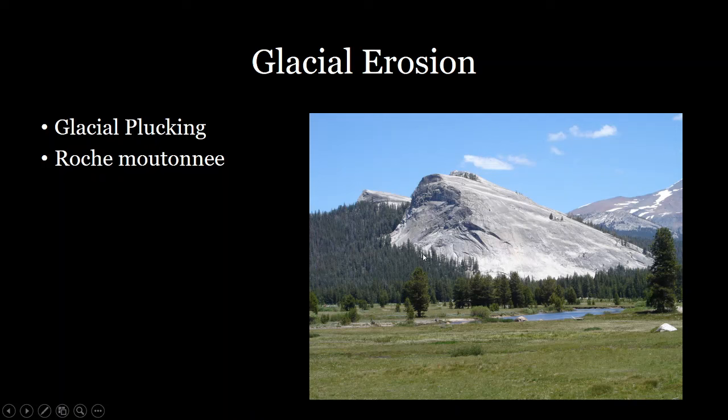This is Lambert Dome in Tuolumne Meadows in Yosemite. Beautiful mountain, I highly recommend visiting it one day. This is an example of a roche moutonnée: the glacier that formed it flowed over this more shallow sloped side and abraded it, and then as it flowed over the top, it plucked material off of it on the leeward side.